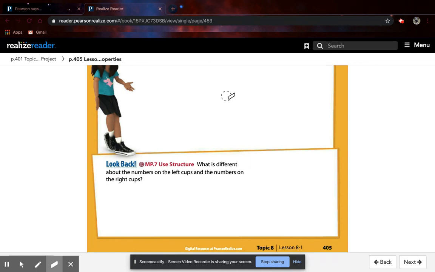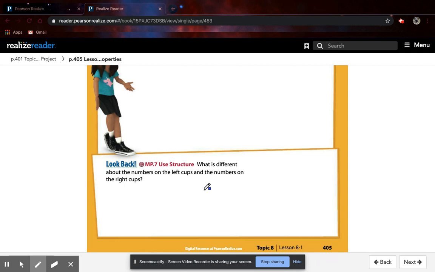Okay, and then for the bottom part, it asks, what is different about the numbers on the left cups and the numbers on the right cups? And hopefully all of you are looking at it in front of you. So just make sure you're paying attention to my voice as I go over this, because I can't scroll up and down and have the question showing as well.